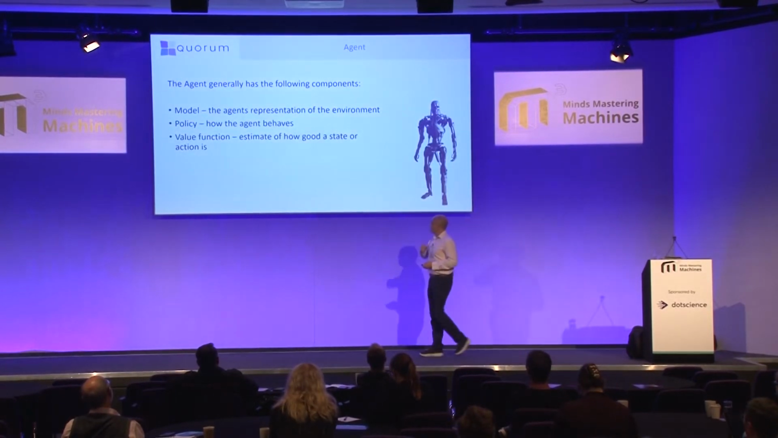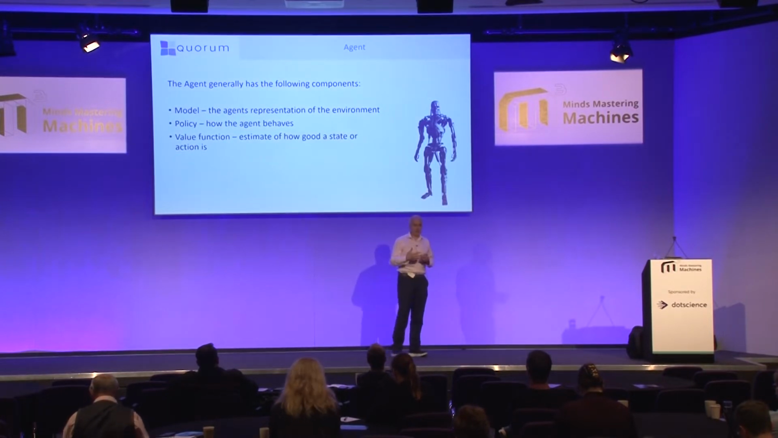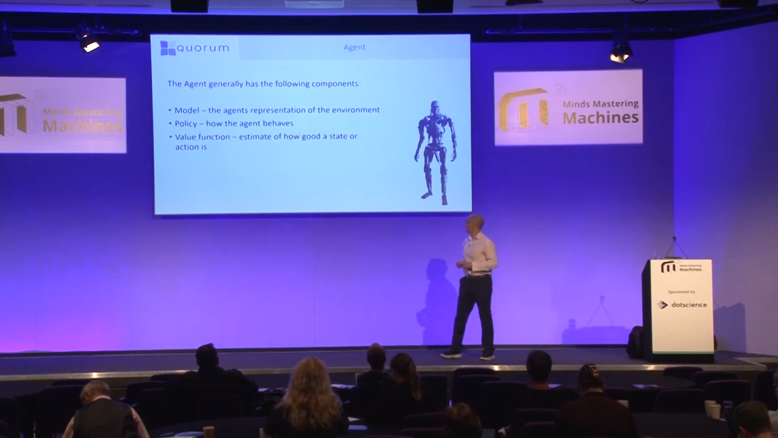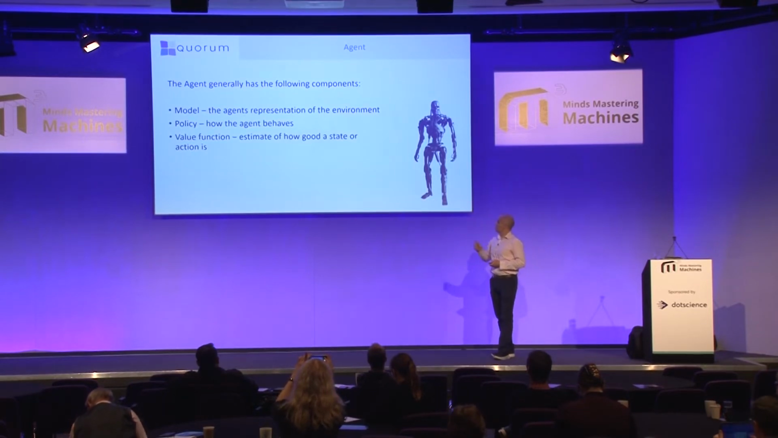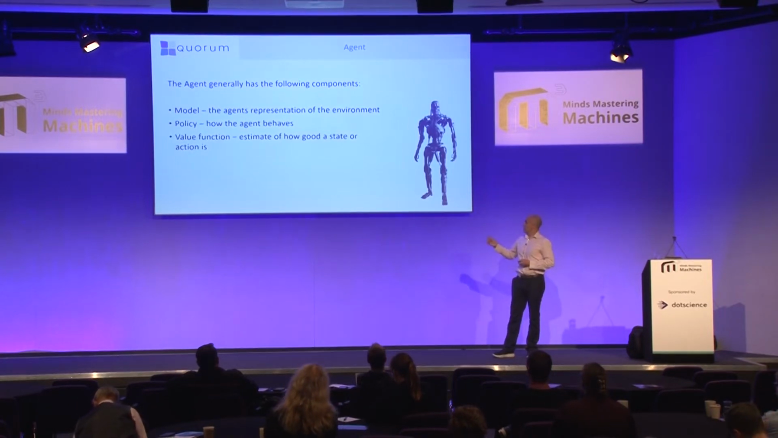The agent itself generally has three components. So it has a model, and that's a representation of the environment. I'll talk a little bit about each of these. It has a policy, which is how I'm going to behave within that environment. And it has a value function, and the value function is how much reward am I going to get for carrying out a particular action.